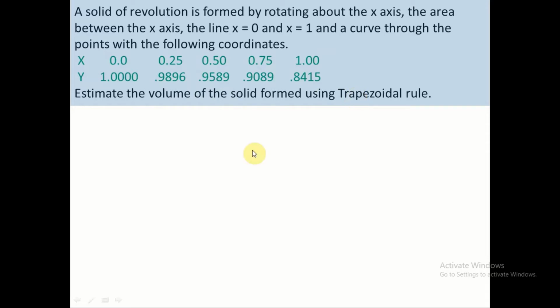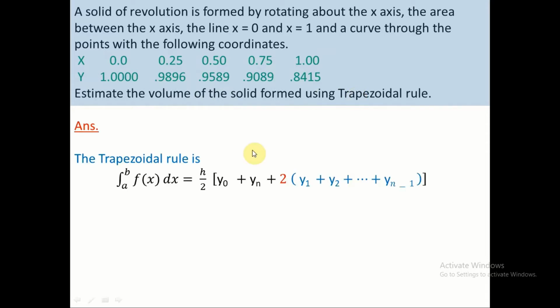First of all, let us write the formula of the trapezoidal rule. This is the formula. The trapezoidal rule is integral f of x dx equal to h by 2 into y0 plus yn plus 2 into y1 plus y2 plus etc. plus yn minus 1. For doing a problem using the trapezoidal rule, we are supposed to have equidistant x coordinate points. Here we have been given equidistant points, so we can find the h value just by subtracting two x values. So here h equals 0.25.